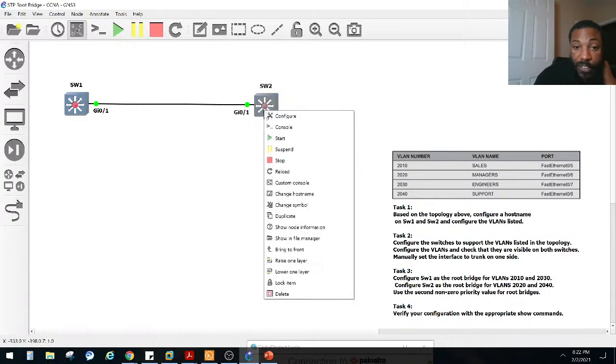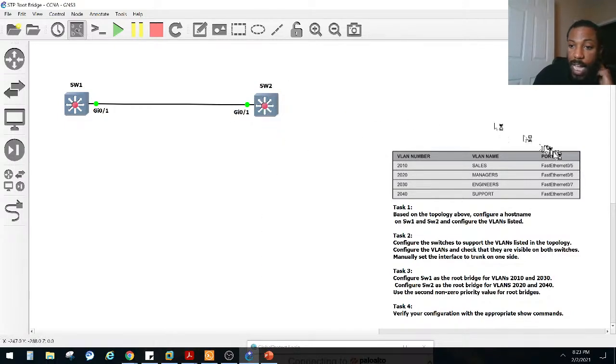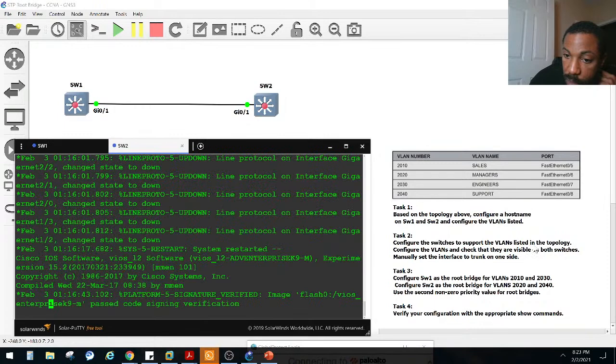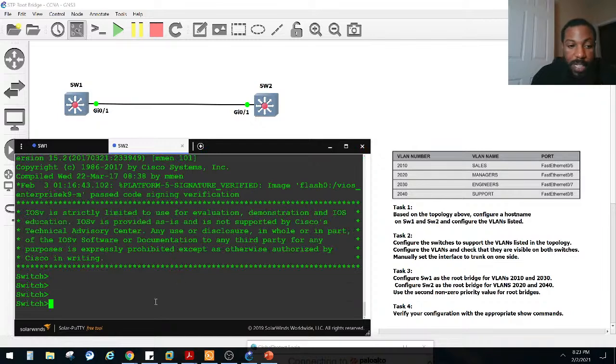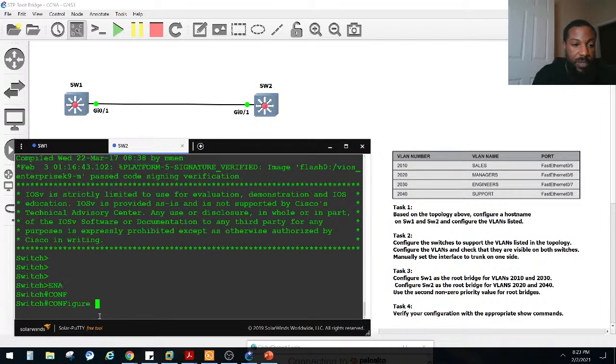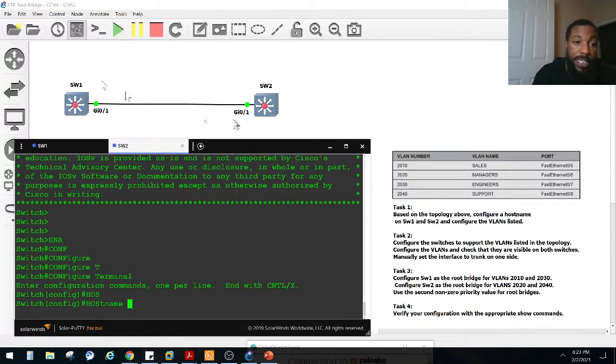Switch 2. Let's see if he decided to wake up. After we configure the VLANs, we are going to configure the switches to support the VLANs listed in the topology, which we did. Configure the VLANs so that they are visible on both switches. I guess I could have created a VTP domain and have those VLANs propagate across that, but I'm not gonna do all of that, man. Let's just do it manually. So what we did on this side, do it on the other side. Y'all with me so far?